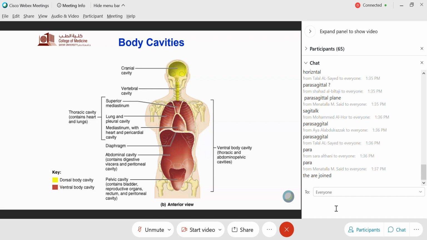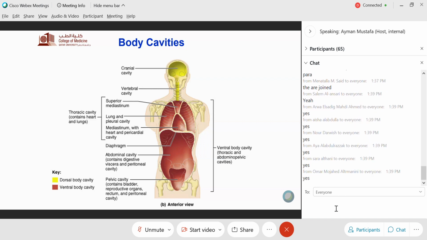Are we cool about this? Yes, doctor. So the thoracic cavity is one cavity. Again, I don't have partitions or boundary. But the area where the lungs are located, I will call it lung and the pleural cavity. The area in the middle, I'm going to call it mediastinum. Where do I find the heart? In the mediastinum. Where do I find the major blood vessels, the arch of aorta, for example? In the mediastinum.